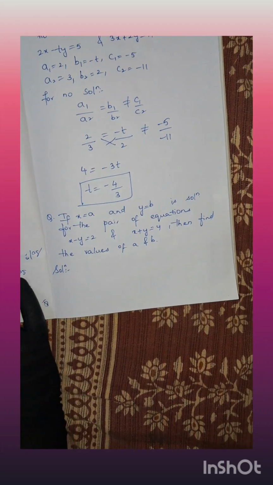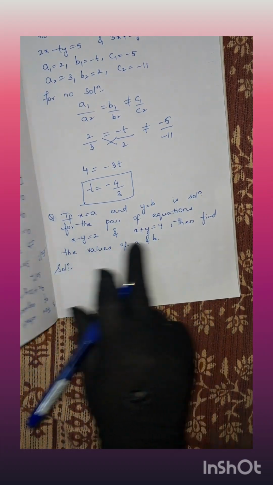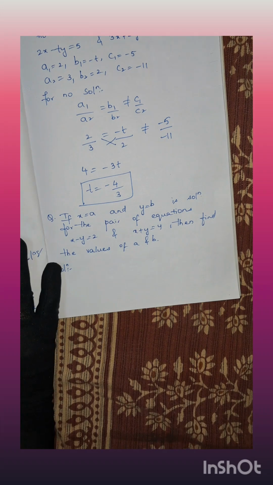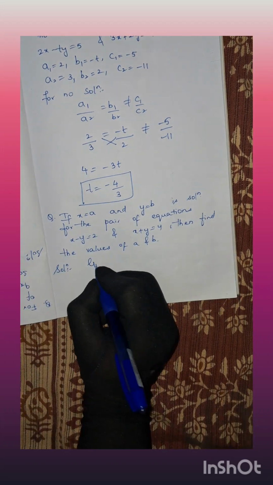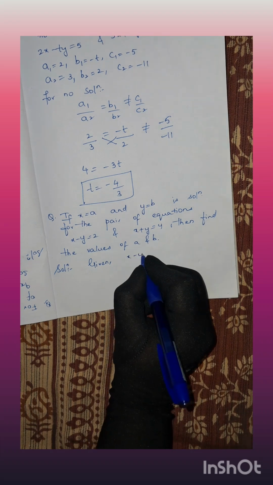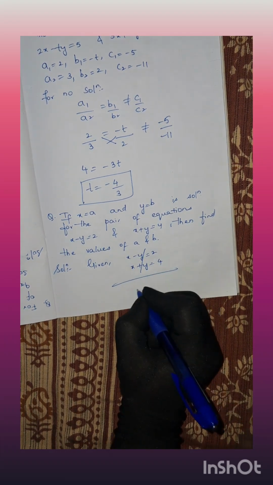So here your question is, if x is equal to a and y is equal to b is the solution for the pair of equations. They have already given the solution. Then you just need to find out the value of a and b. Okay, so first, the given equations, what have they given? x minus y is equal to 2 and x plus y is equal to 4. Right? Let us solve this first.